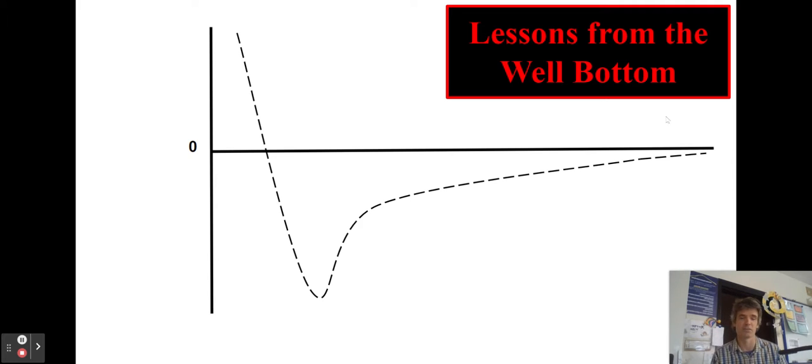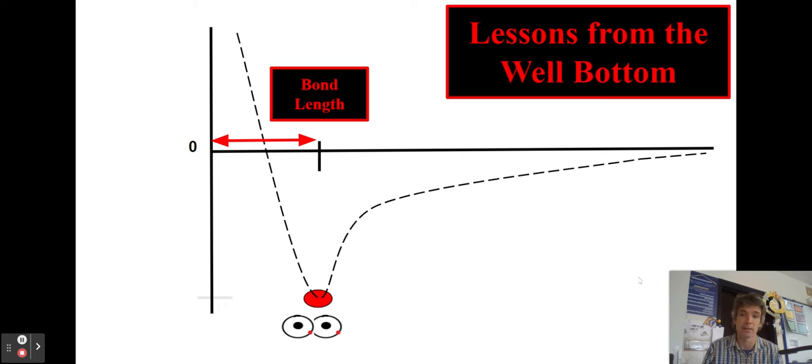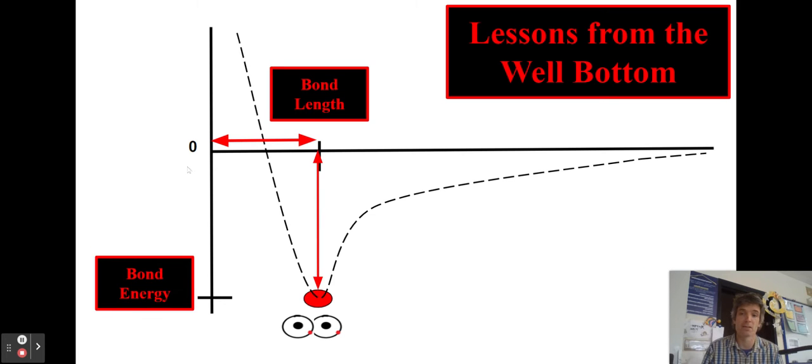I called it the lessons from the well bottom. It kind of is thought of like a well because you have to add energy to get the atoms to separate. You have to add energy to get the atoms to separate. It has to do with where this dot on the bottom crosses the axis. This point on the x-axis is known as the bond length, and this axis on the bottom is known as the bond energy.